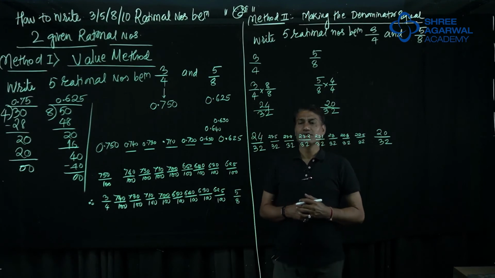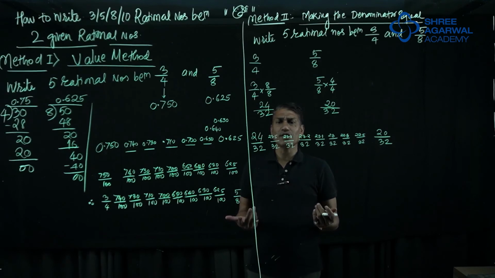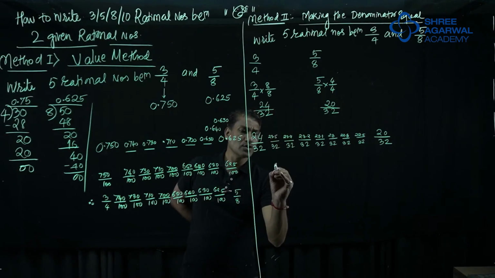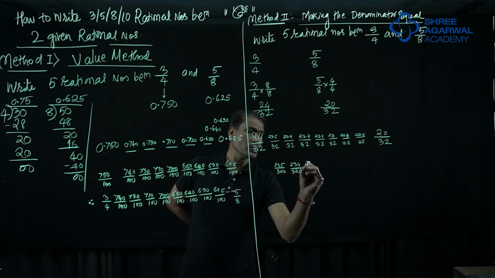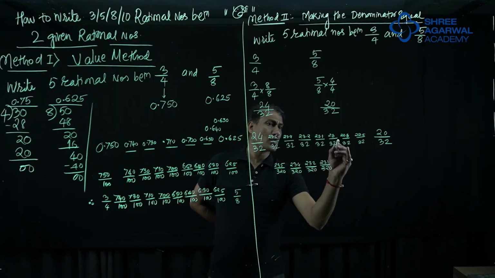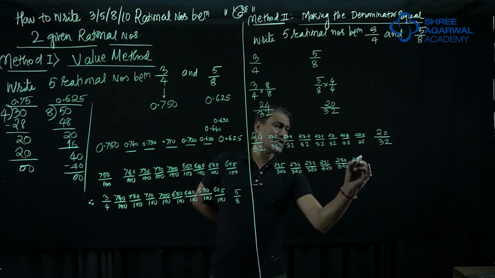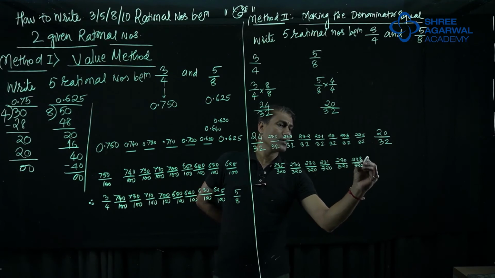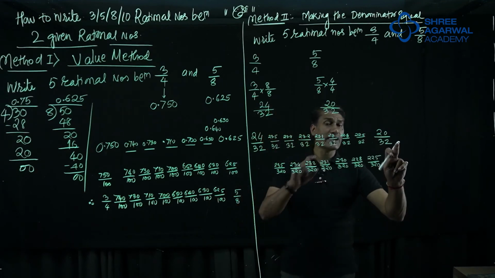Now, sir, the thing remains that the decimal has come. So let us remove the decimal, no issues at all. So I will write this number first as 235 upon 320, 234 upon 320, 232 upon 320, 231 upon 320, 230 upon 320, 228 upon 320, 225 upon 320.